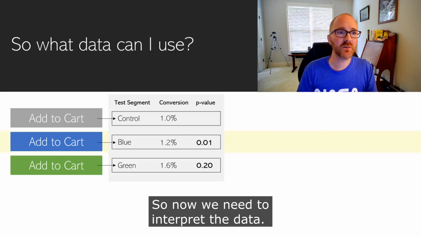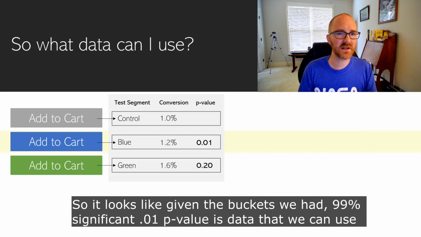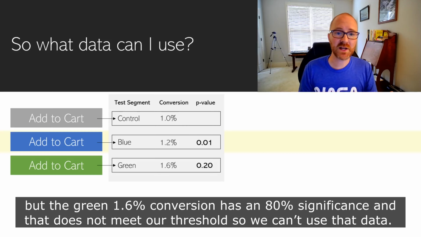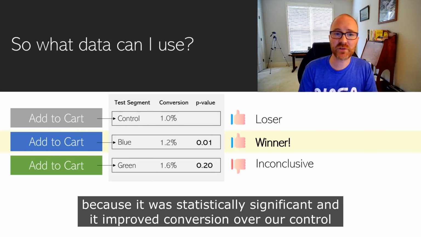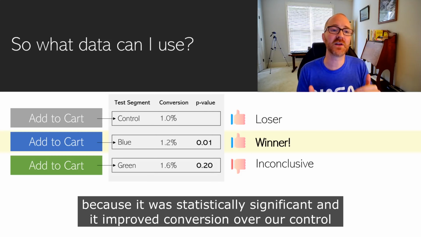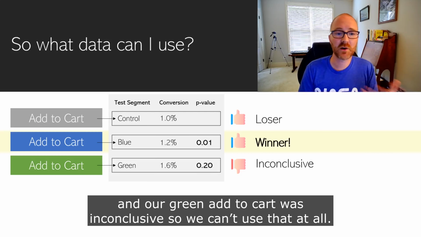So now we need to interpret the data. Given the buckets that we had, a 0.01 p-value, 99% significance, is data that we can use. But the green 1.6% conversion has an 80% significance, and that does not meet our threshold, so we can't use that data. So what does that mean? It means that the winner is actually the blue button because it was statistically significant and it improved conversion over our control, and our green add to cart was inconclusive. So we can't use that at all.